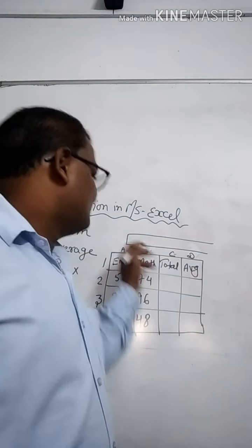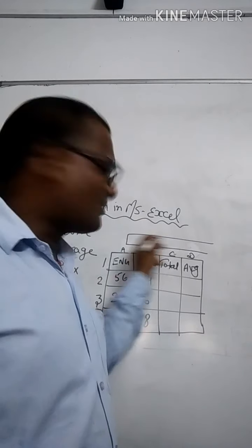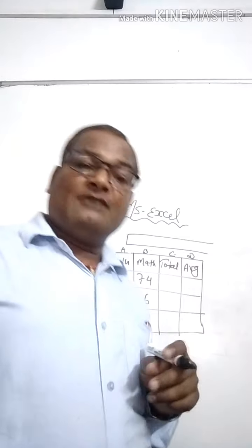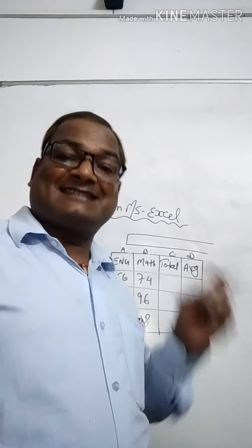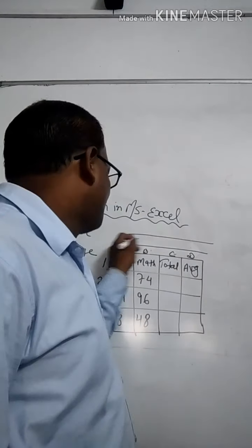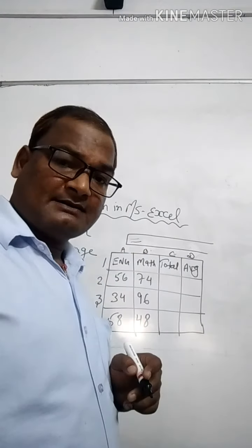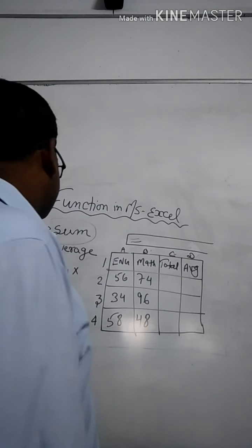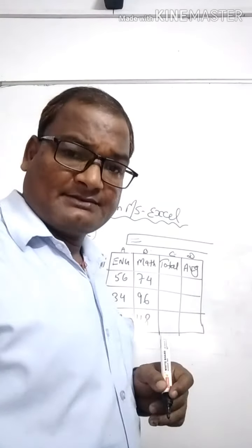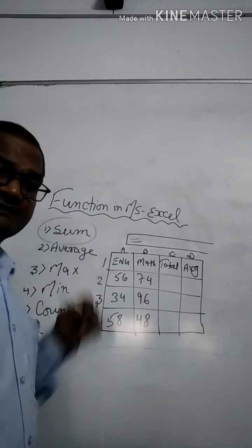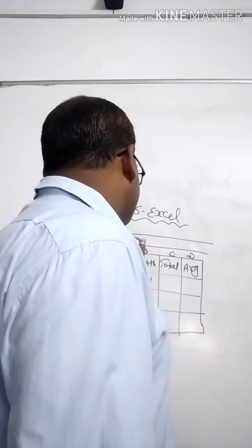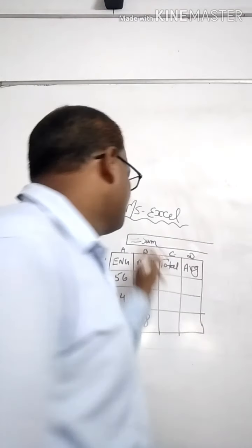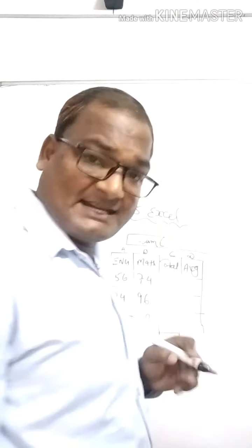Whatever formula we write, we write it in the formula bar. This is the formula bar, and the formula starts with the equal to sign. For the sum we have a function, so write here equal to SUM, then open bracket.